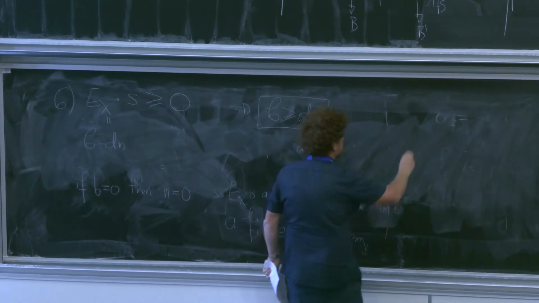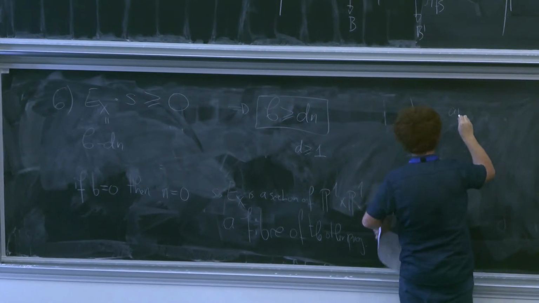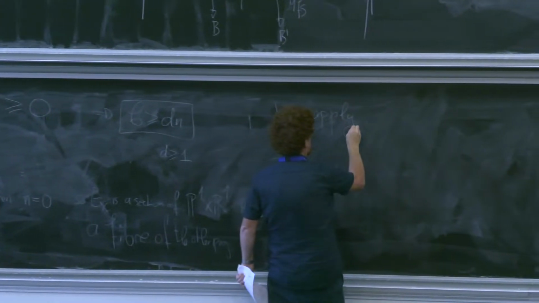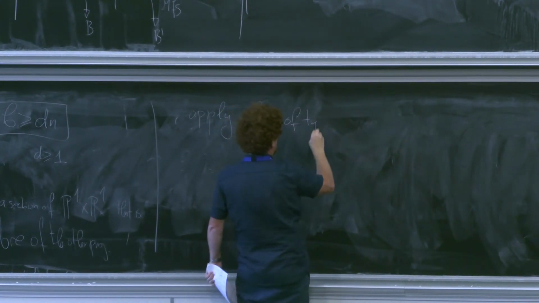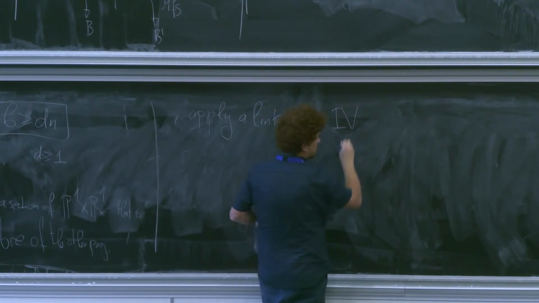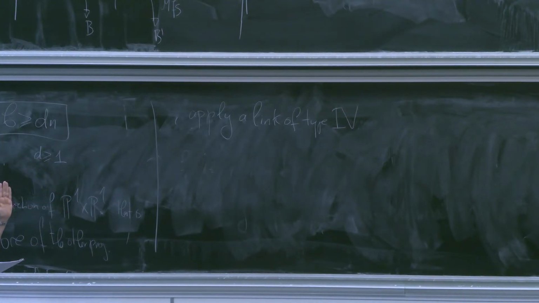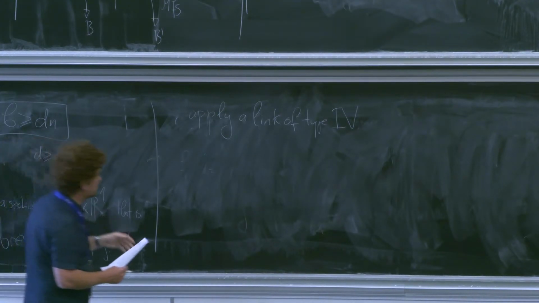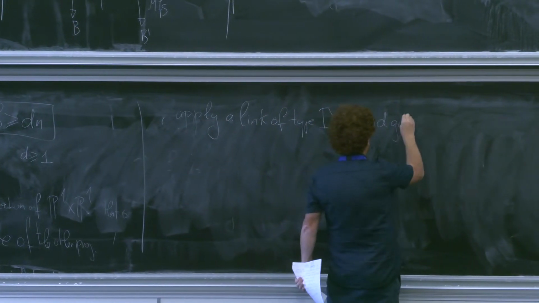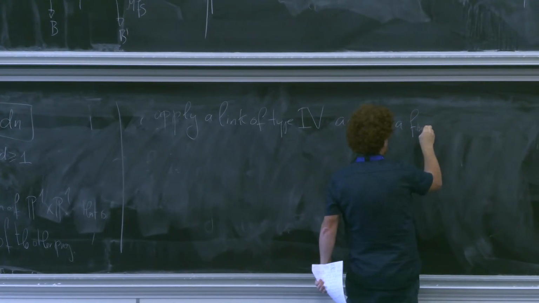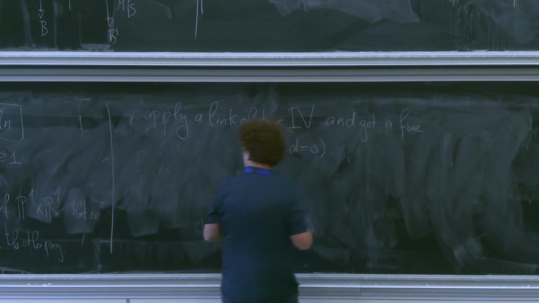Okay, so what do we do? We do a link of type 4. Now, with type 4, we exchange the two fibrations. So it was a section, now it's a fiber. But it's a case that we did before, and we get a fiber. So d equal to 0. Done, finished.